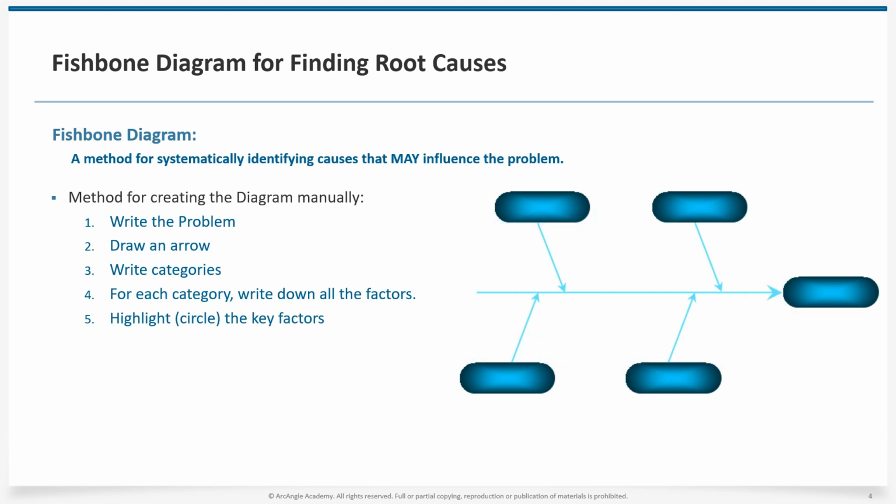Step 5. Highlight, circle the key factors according to the team. After brainstorming, identify the key factors that are most likely contributing to the problem. Circle or highlight these factors on the diagram.